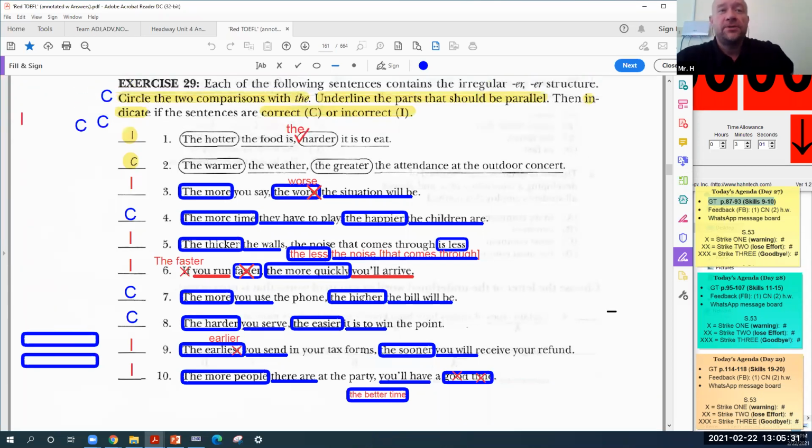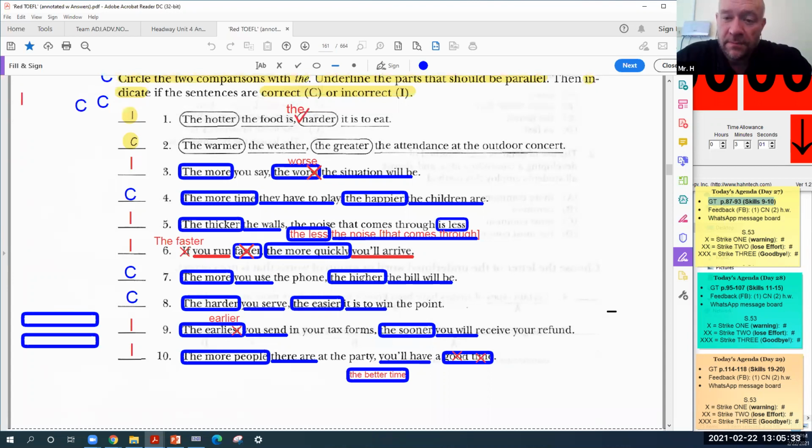Okay. Gentlemen, that's all for today. There you go. Skill 29. Irregular, it's unusual, it's a special formula.